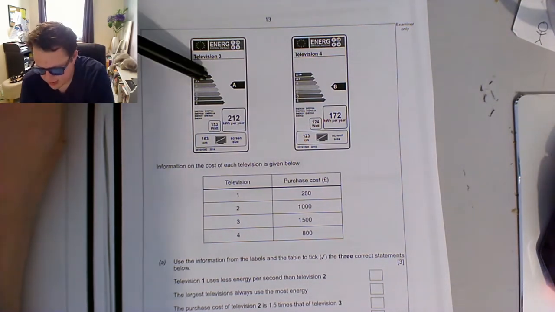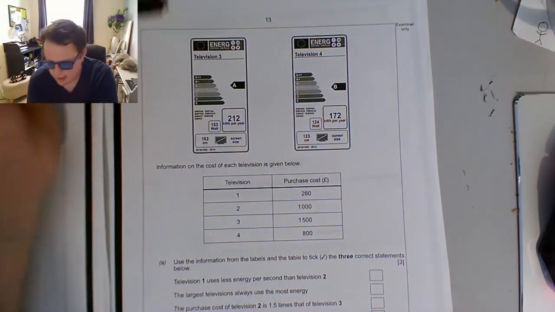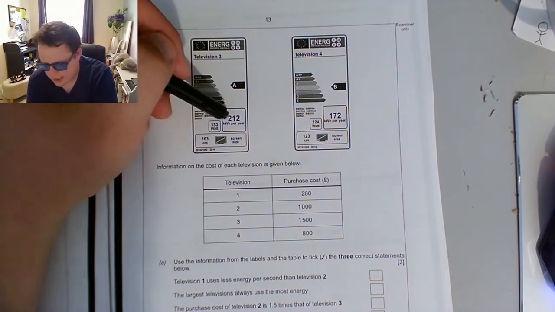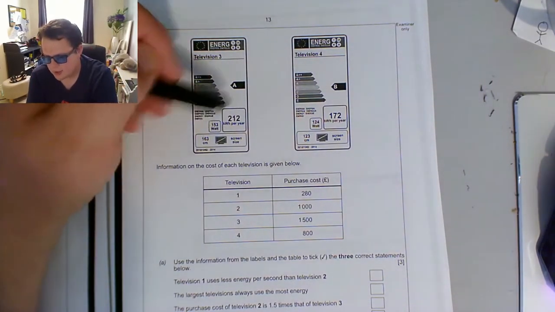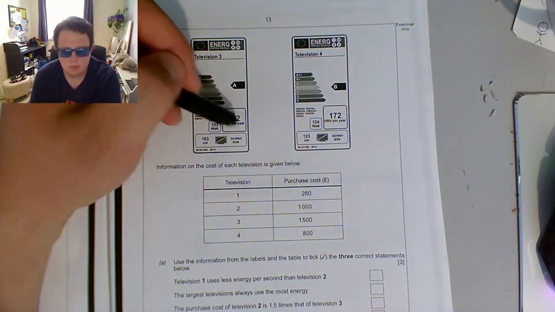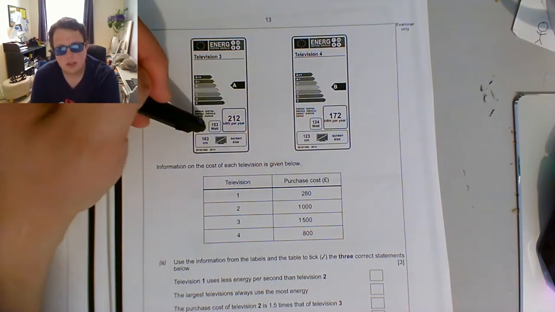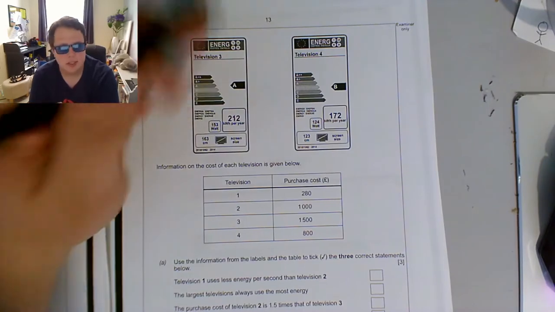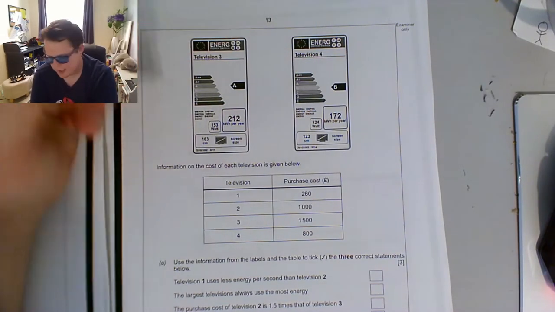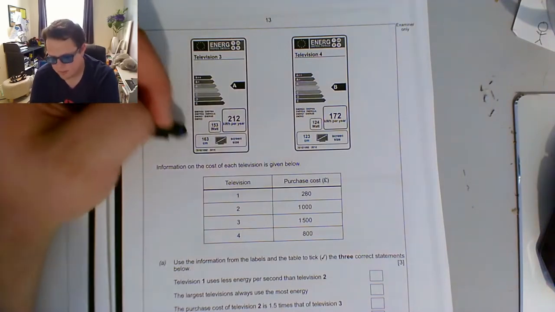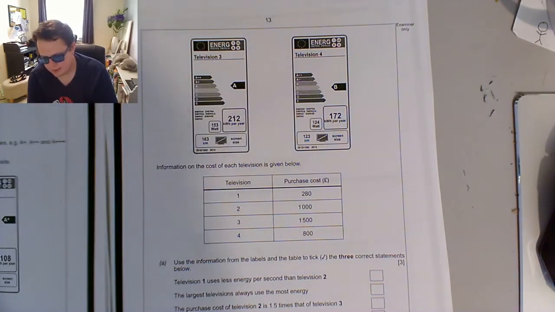They give the energy rating in a bracket. They're going to tell you how many kilowatts per year, that's how much electricity the TV uses per year. The watts tell us how many watts it uses, so that's the power, so that's basically how many joules of energy it's going to use per second. Then it gives us the screen size.